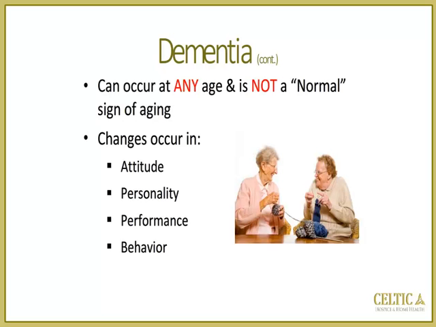Dementia can occur at any age and is not a normal sign of aging. Normal may be an occasional memory loss or what have you, but dementia is not normal. Changes occur in people's attitudes, personality, performance, and behavior.